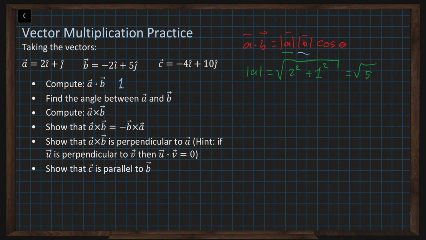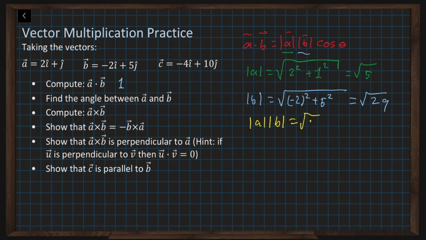So next we want to find the magnitude of the vector b, and that is equal to the square root of minus 2 squared plus 5 squared. And when we plug that into a calculator, we get the square root of 29. Then our next step is to multiply the magnitude of a with the magnitude of b, and that is root 5 multiplied by root 29, which happens to be root 145.